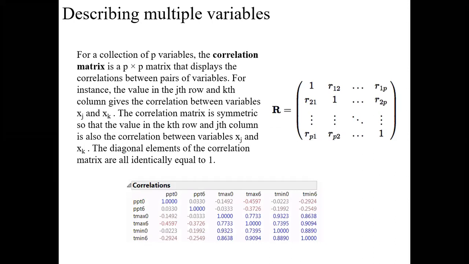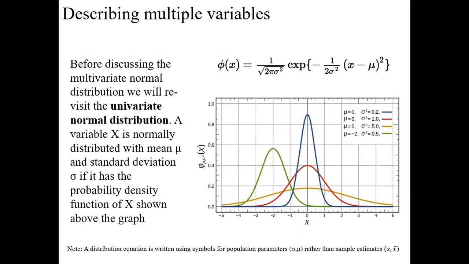So for a collection of variables, we can generate a correlation matrix between each pair of variables taken one at a time, to tell us how high the correlations are between variables in a particular data set.